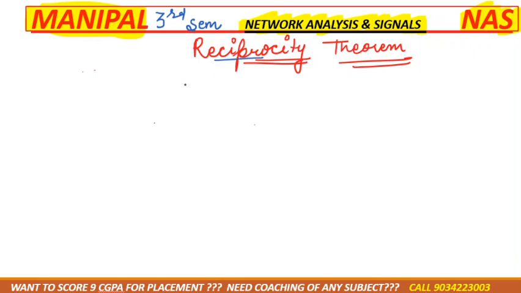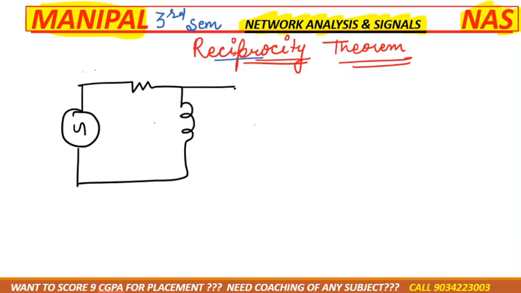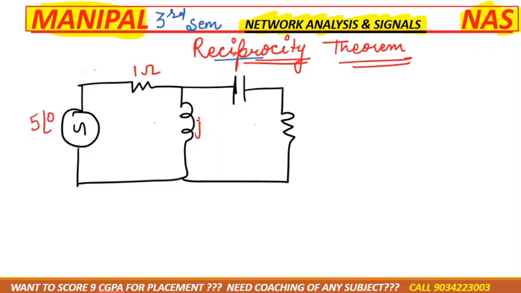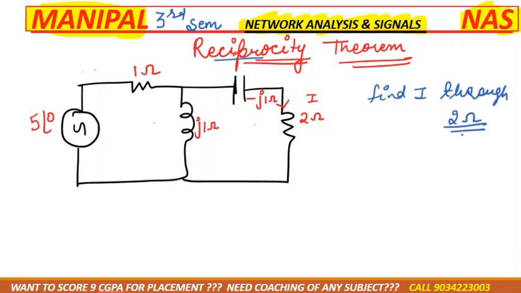Next is the reciprocity theorem. Okay, suppose I give an example. In this they have given 5 angle 0, 1 ohm, j1 ohm, minus j1 ohm and 2 ohm. They ask you to calculate the current in the 2 ohm. So the question is: find the current through the 2 ohm resistor, and they said to verify the reciprocity theorem. Clear?